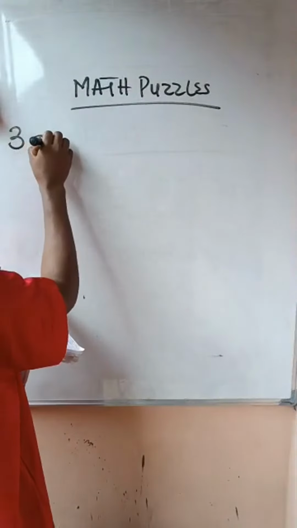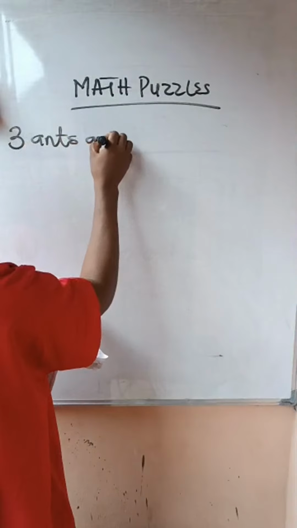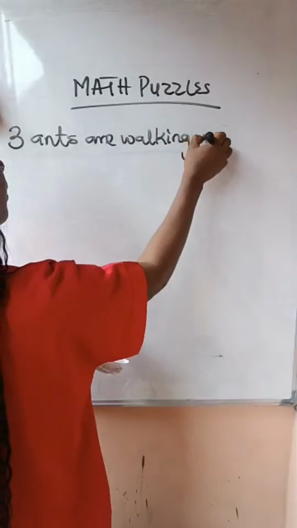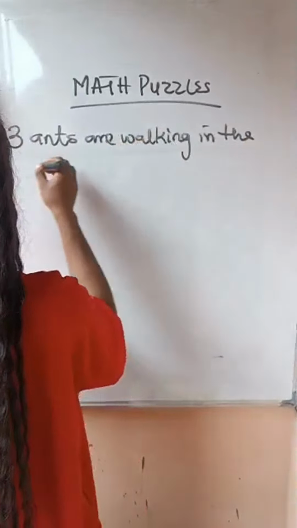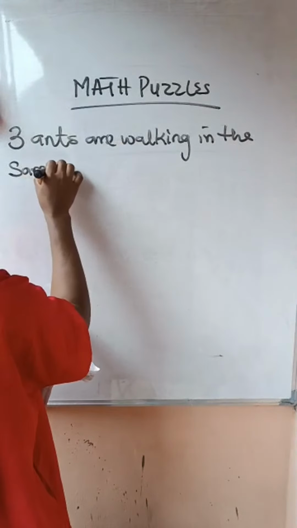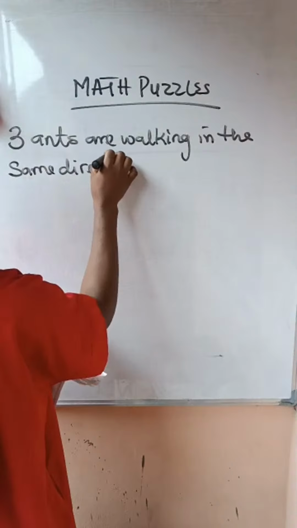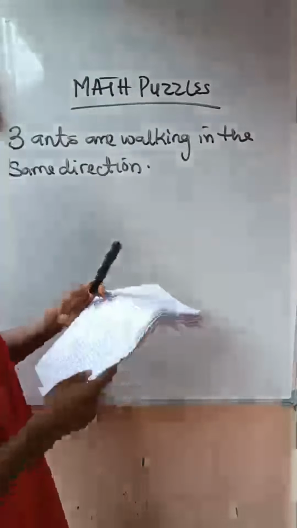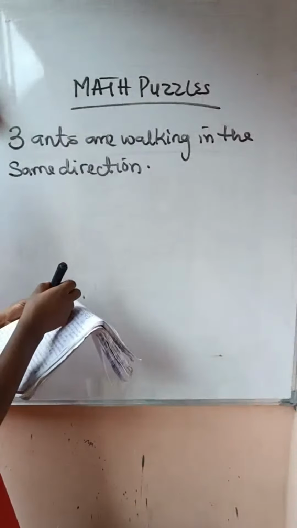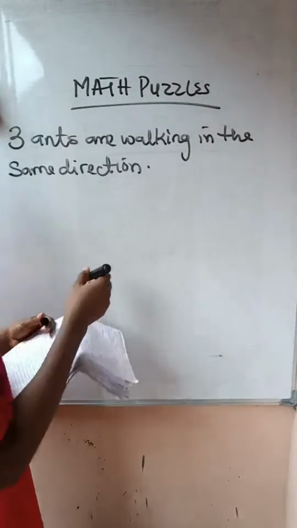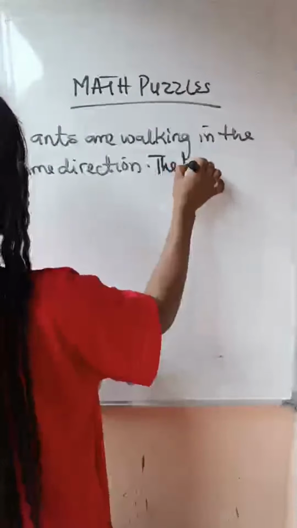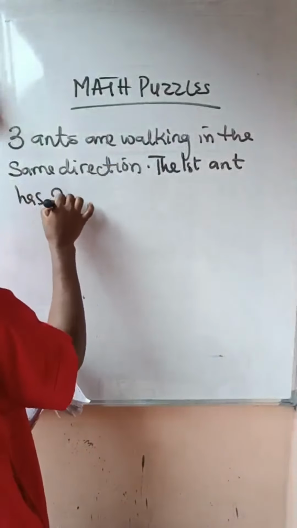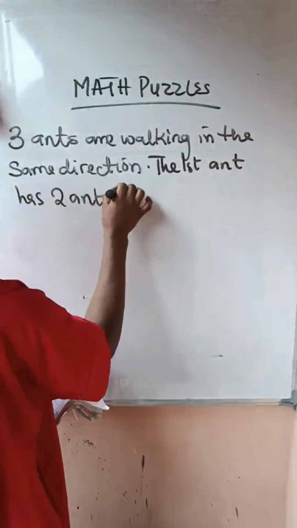Three ants are walking in the same direction. Now, they said the first ant has two ants behind him.